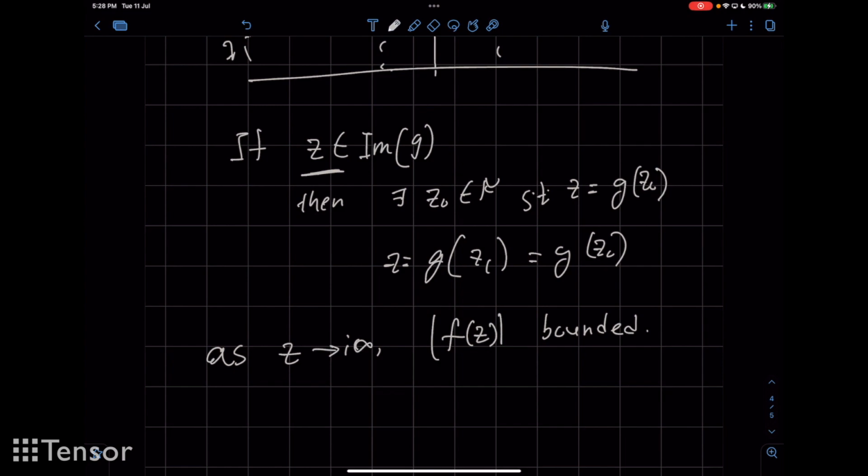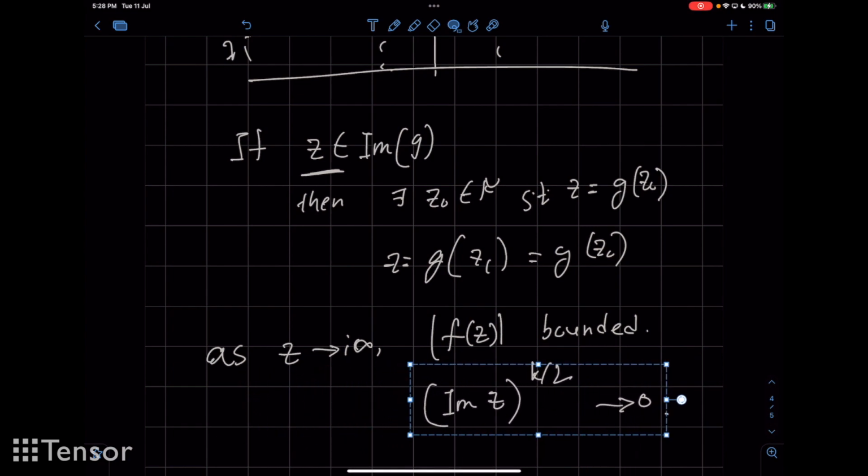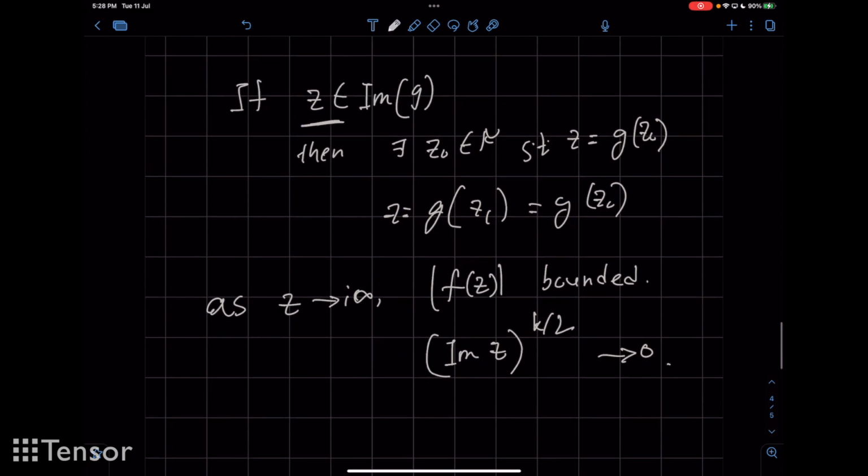All right. So the modulus of f of z is bounded as z goes to i infinity, and also the imaginary part of z raised to the power k over 2 goes to 0, as z goes to i infinity. Okay, can someone tell me why this is true? As z goes to i infinity, the imaginary part of z goes to infinity. Why does this approach 0?